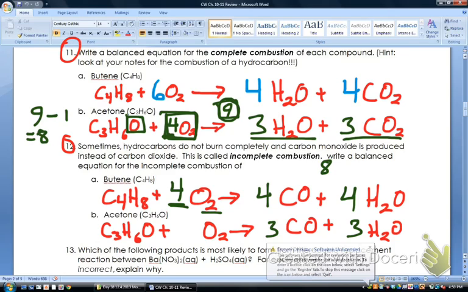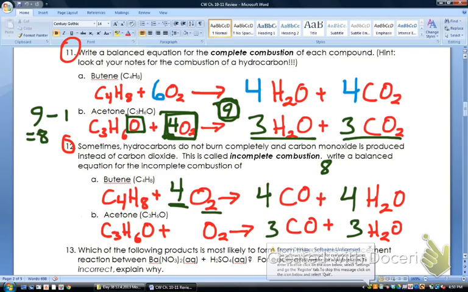This is where it gets tricky. On the left side of the equation, I have 1 oxygen over here. So 1 oxygen's here, 2 here. That means I have 3 oxygens on the left side. On the right side, I have 3 oxygens here plus 3 oxygens here. So on the right side, I have 6 oxygens.